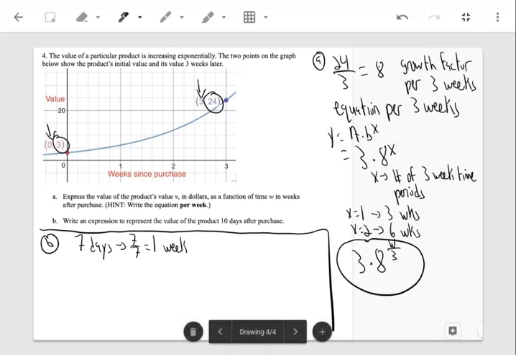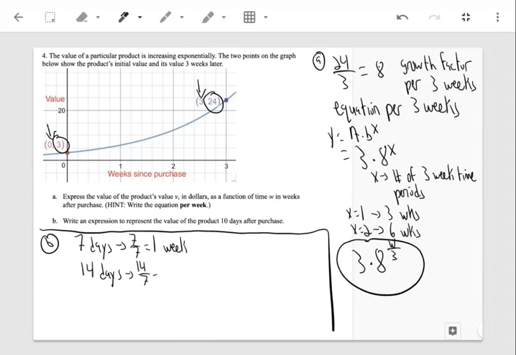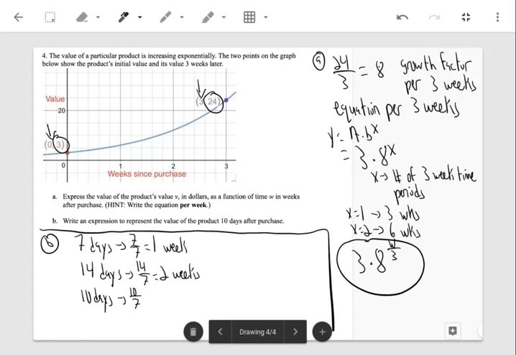7 days is 1 week. 14 days would mean 2 weeks, right? Because 14 divided by 7 is 2 weeks. So to figure out the value after 10 days, I have to plug in 10 over 7. I'm going to plug in 10 over 7 for W.